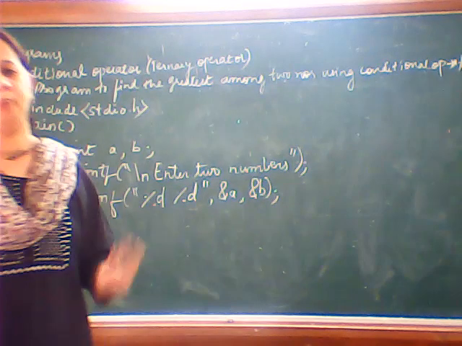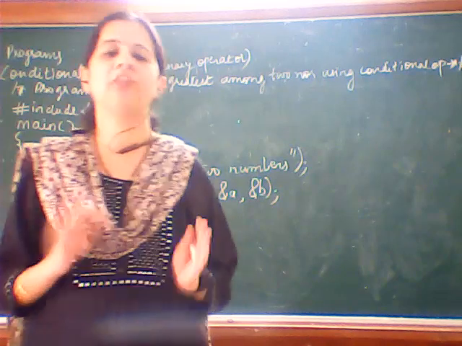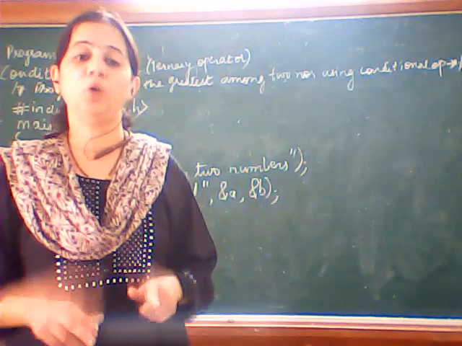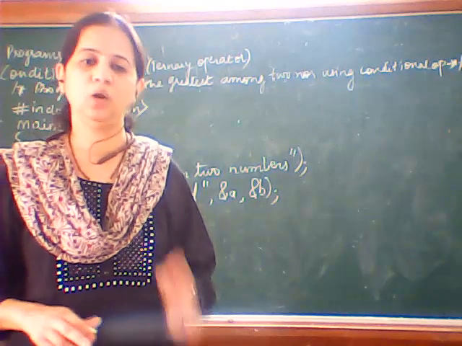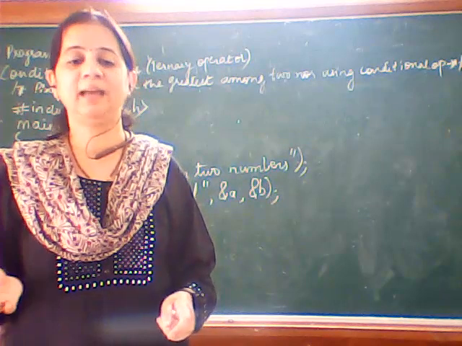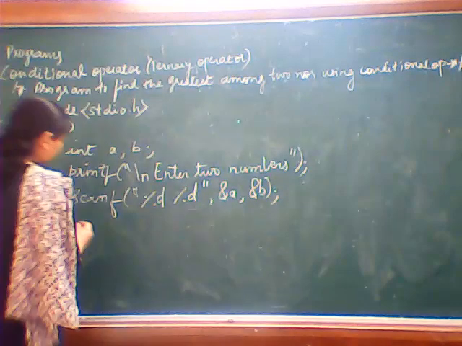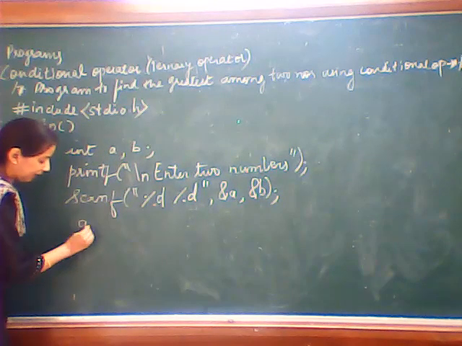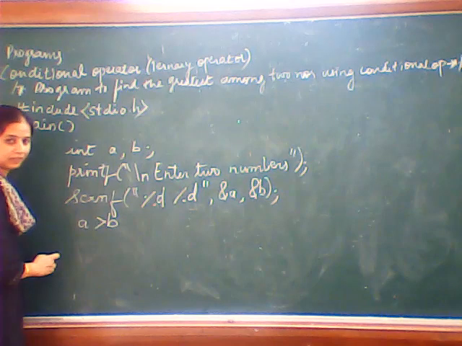After we have obtained the input from the user, what we do next is compare the value of A with B. Now remember, whenever you want to compare any two values, you have to make use of a relational operator. So which relational operator will you use for greater than? We have the greater than symbol. So we are now going to compare the value of A with B. That's why I'll say A greater than B. We are checking whether A is greater than B.